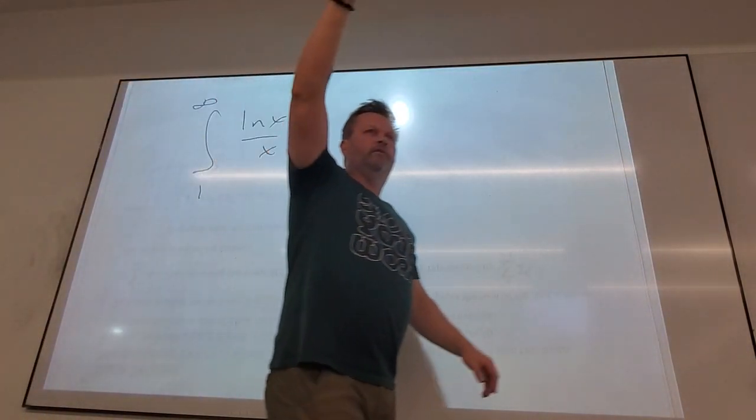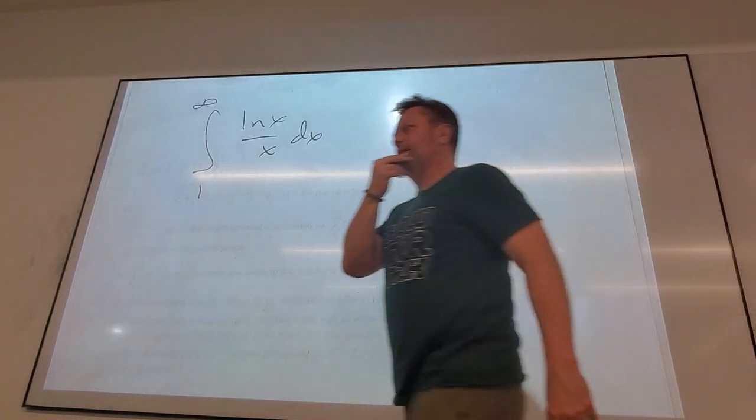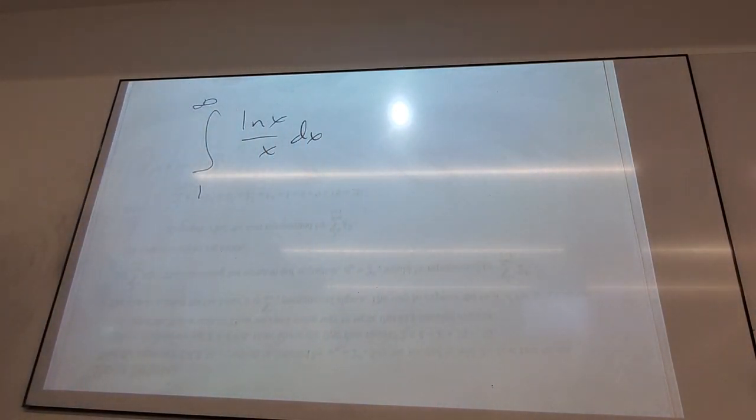Ignoring for a minute that there's an infinity, what method is it screaming for? U sub. Why U sub? Because there's a function in there whose derivative is also in there. Yes. That's U sub. That is what you always consider first, because if U sub works, it's time to have a little party. The other methods aren't horrible, but they're definitely worse than U sub.